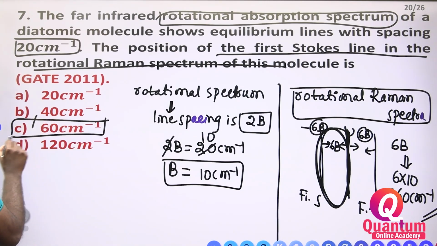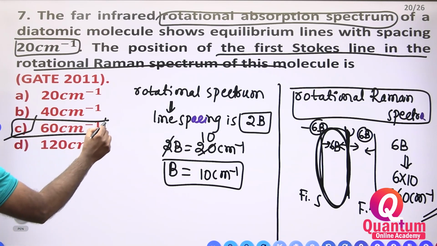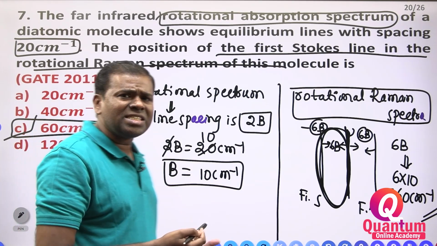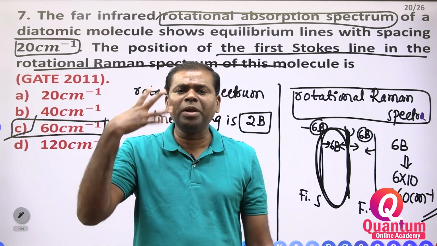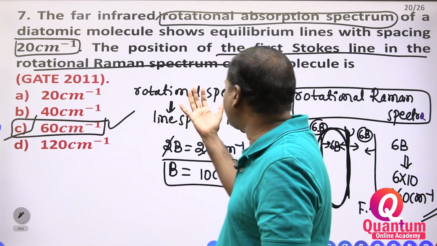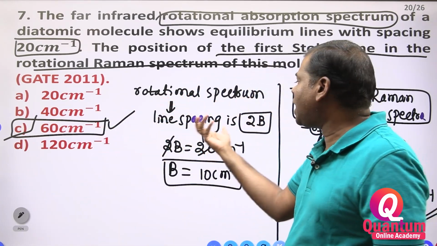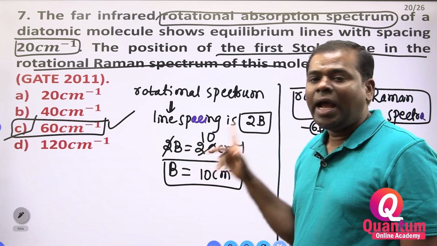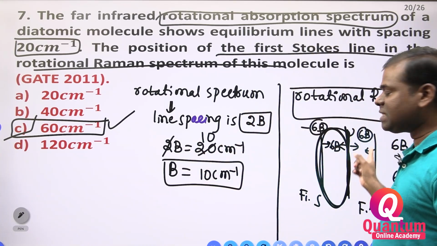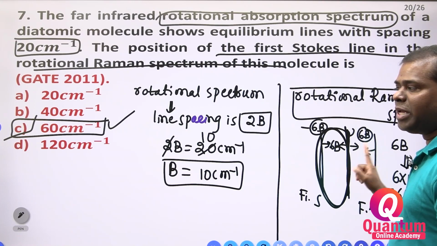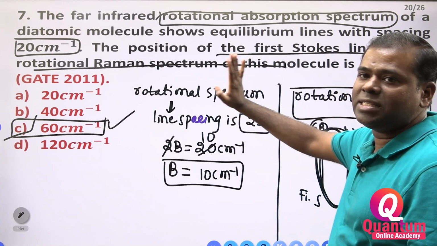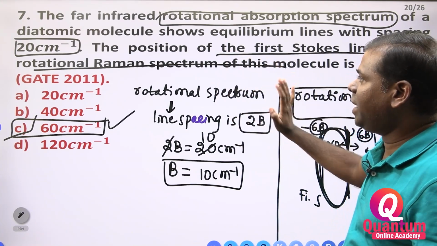How simple it is. Your option is very, very important. Just simply you will get the 5 marks. You just have to remember that the rotational Raman spectral line spacing is equal to 2B, and the first Raman line is at a spacing of 6B from the Rayleigh line. That is a very, very important area.